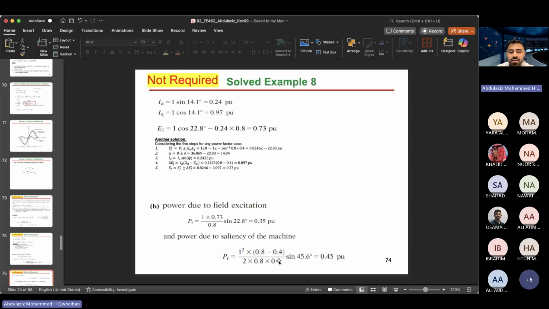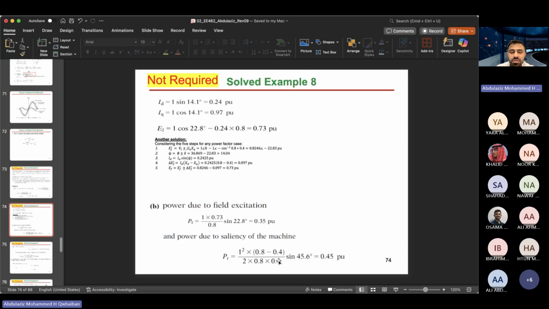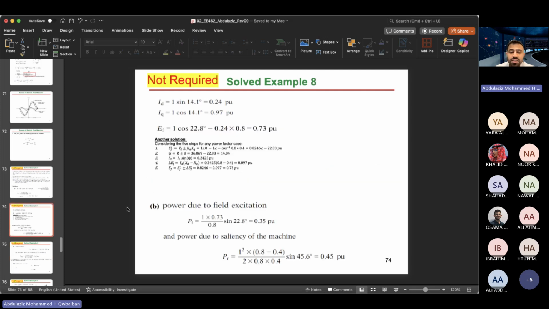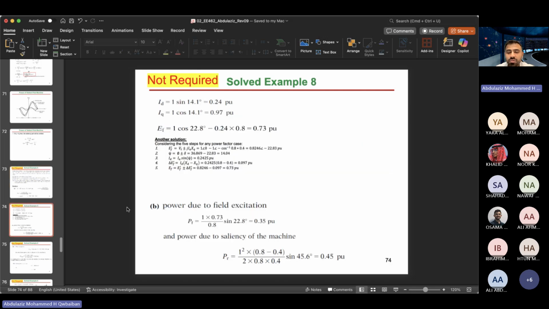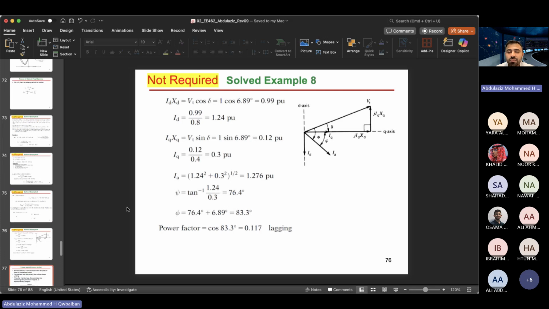This is PR. The last part, I think, is if the field current is reduced to 0, will the machine stay in synchronism? I think no, if I'm going to guess. The output power is more than the power the machine can develop, so the machine will lose synchronism. The last part is talking about shaft load removed before the field current is reduced to 0. And you can solve it yourself.